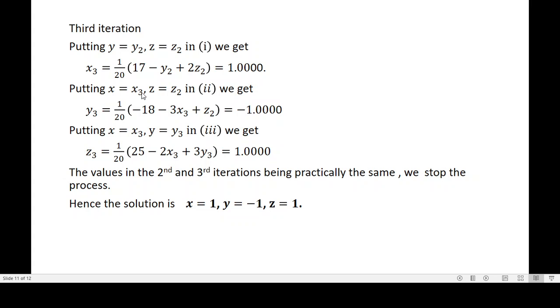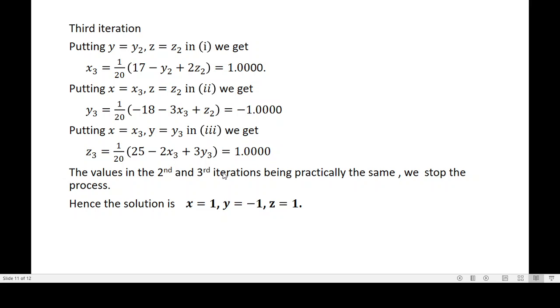So putting x is equal to x3, z is equal to z2 in equation 2, we get y3 equal to 1 by 20 multiplied by minus 18 minus 3x3 plus z2 is equal to minus 1. Put x is equal to x3, y is equal to y3 in equation 3, we get z3 equal to 1 by 20 multiplied by 25 minus 2x3 plus 3y3 equal to 1. Okay. Now compare the values.